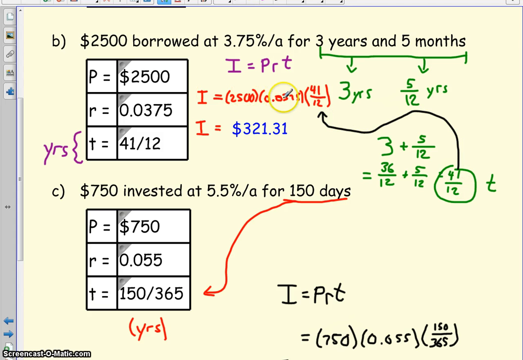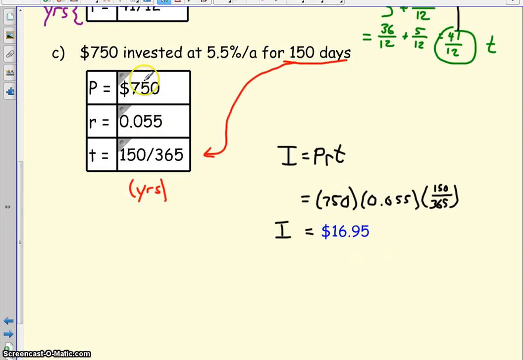Okay, so principal times rate times time gives you an interest earned, interest that you have to pay, of $321.31. Okay, in the case of C, it's very, very similar. We're given our principal of $750. It's an investment this time. Our annual interest rate is 5.5%, which we convert to a decimal to get 0.055.